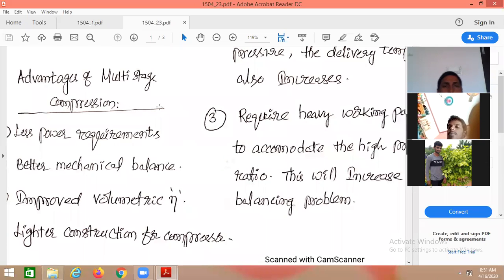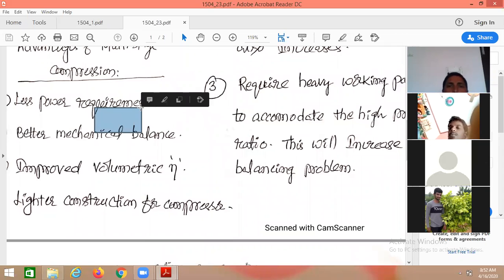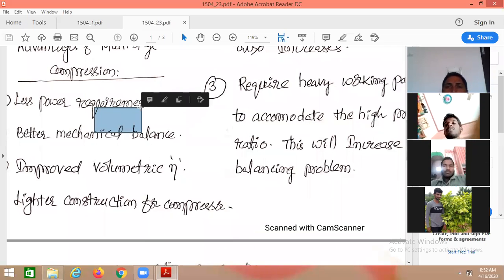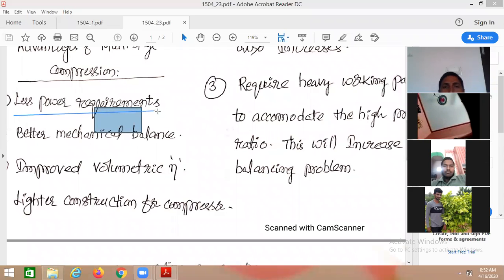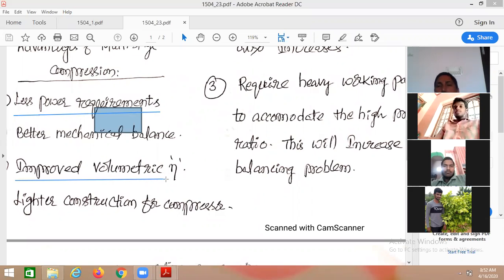The advantage of multi-stage compression is that less power is sufficient. Why? Because the pressure is raised only to lower values in each stage. As it depends on the pressure ratio, and the pressure ratio is lower in each stage of compression, low work is required. And also, as low pressures are maintained in each stage of compression, volumetric efficiency can be improved.